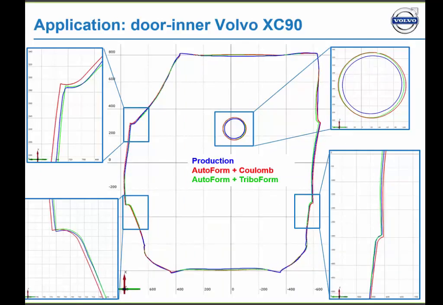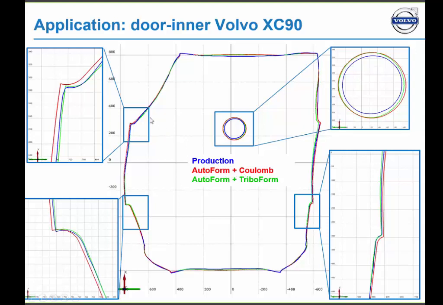So the geometry of this part has been measured. So we could also make a comparison in the draw-in. Blue is the production, so the part that was taken from the production. Red is AutoForm, and green is AutoForm plus TriboForm. So red is AutoForm plus Coulomb.